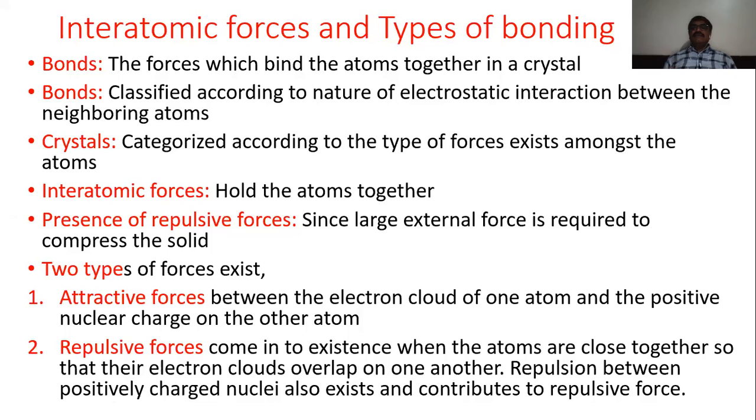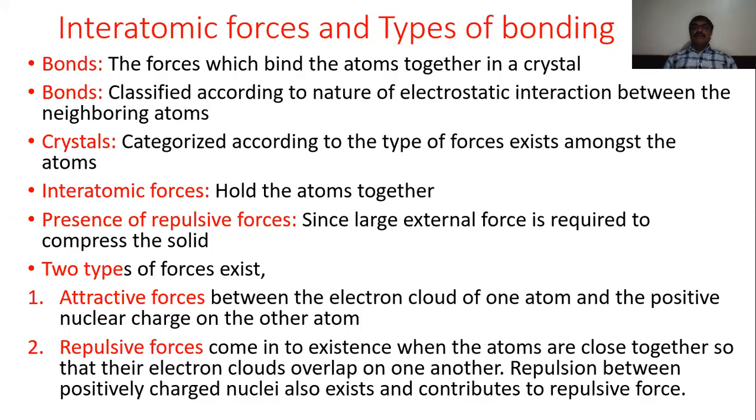Does it mean that there does not exist a repulsive force between the atoms? The example is the property of solids: if we compress a certain solid, a large external force is required to compress it. Unless and until a large external force is applied to the solid, it will not get compressed. What does it mean? It means there exists a repulsive force also between the atoms. In this way, there are two types of interatomic forces, and the very first one is the attractive force that binds the two atoms together.